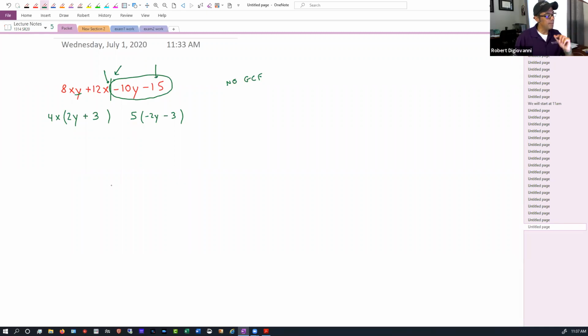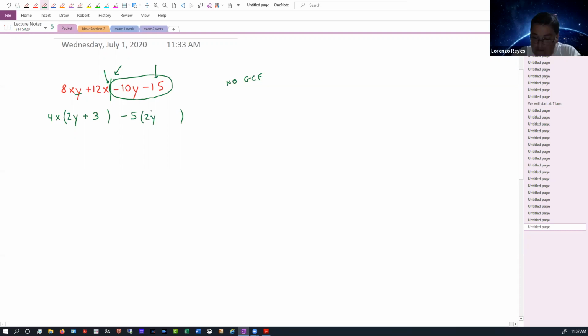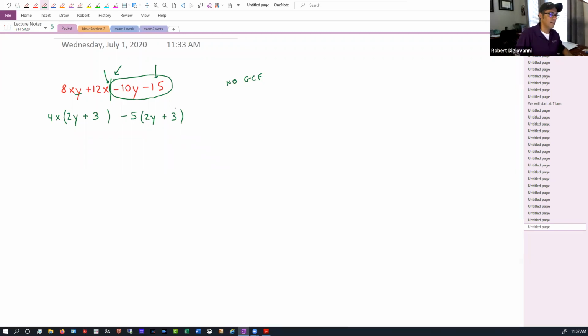So wouldn't it have been better for us to have said, instead of them both having a positive 5 in common, that they have a negative 5 in common? Notice how I put that minus there now? If you look at that as a negative 5 on the outside, do you agree that this would have to be positive 2y and plus 3? Now that you distribute that negative 5 through, you still get negative 10y and you still get negative 15.